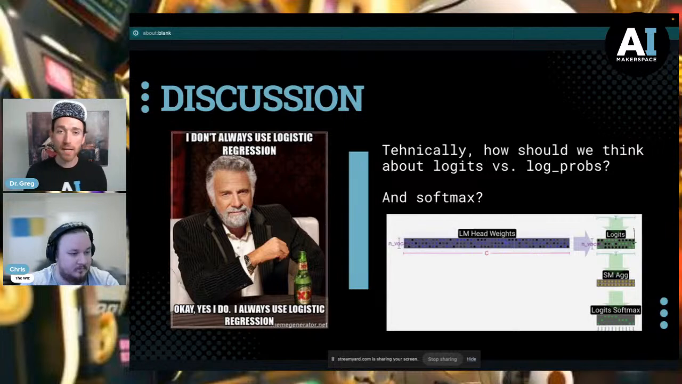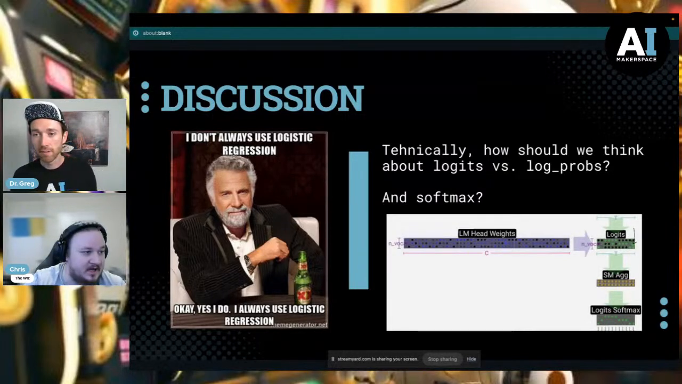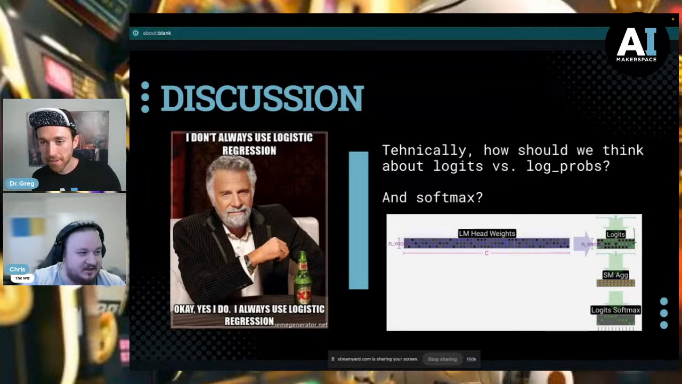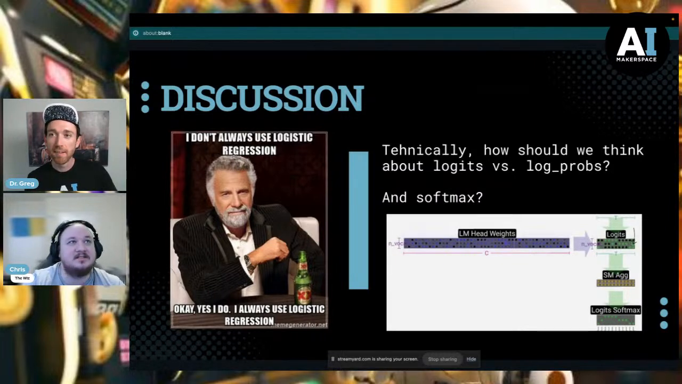So we've got now this Logits and this log probs and this Softmax. And I just want to break this down for everybody. How do you think about this? What's the difference between Logits and log probs and Softmax? Yeah, so Logits, the technically correct way to say it, is the raw, unnormalized scores, right?